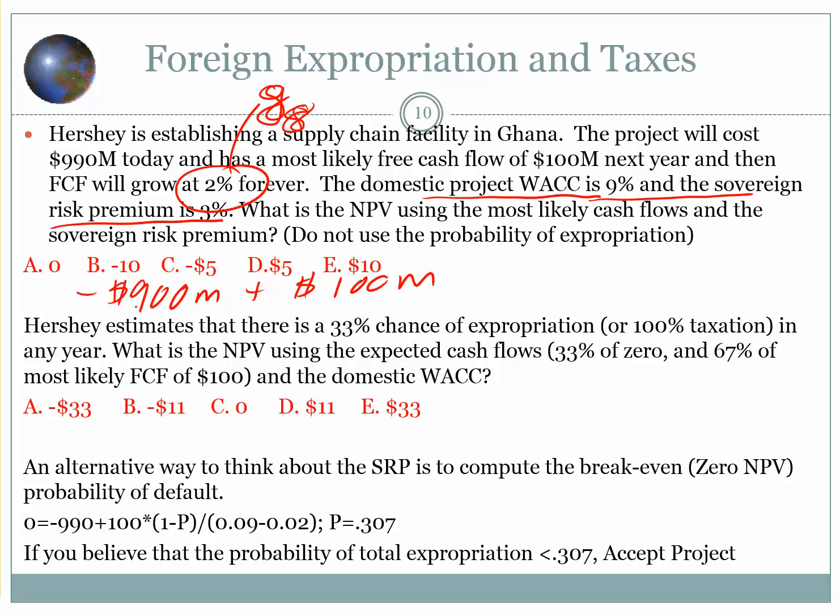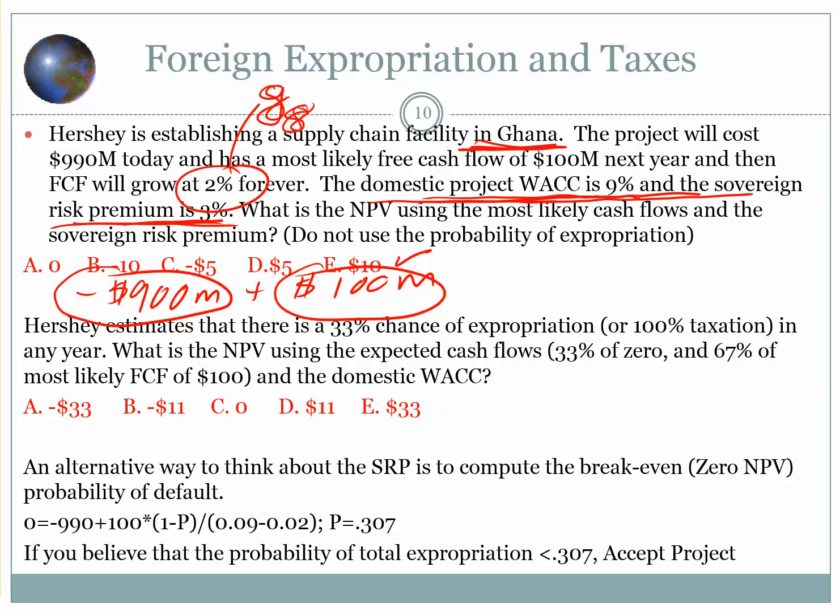In this problem, I would just calculate the NPV of the project, subtracting $900 million today, and then calculate the perpetuity of $100 million next year, growing at 2% forever, discounted at 9 plus 3%. That's a way that we would try to capture the country risk of Ghana, by taking the most likely cash flow, and then hopefully the risks of things like expropriation are built into the sovereign risk premium.